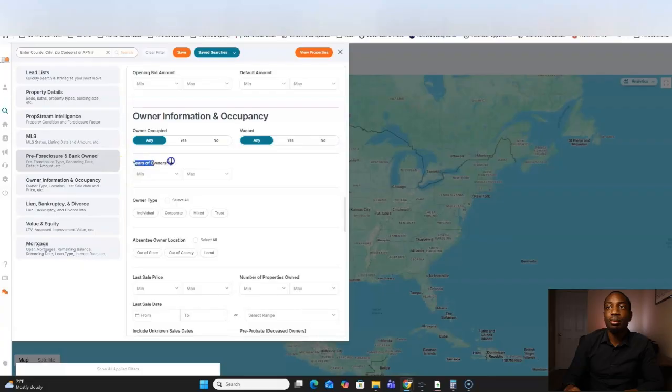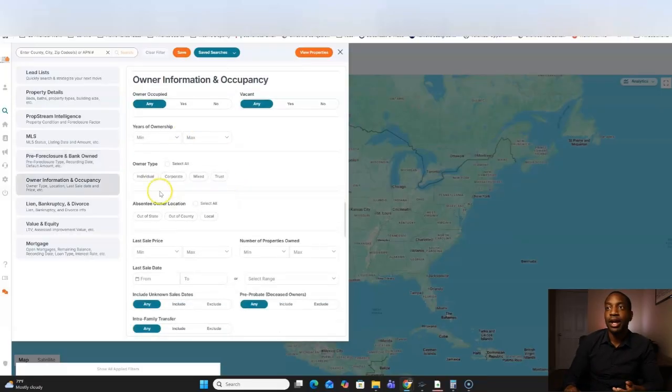And then years of ownership, I like this because obviously you don't want to target someone who just bought their property within the past year. Maybe you want them to own it for at least 10 years so they can have some equity. I like to put like 7 years, or I like to do it before the pandemic because after the pandemic, home prices just exploded. And so I know a lot of sellers have a ton of equity. You still can target people after that, but I think you need to target people who have a ton of equity, right? You can go individual, corporation with that.